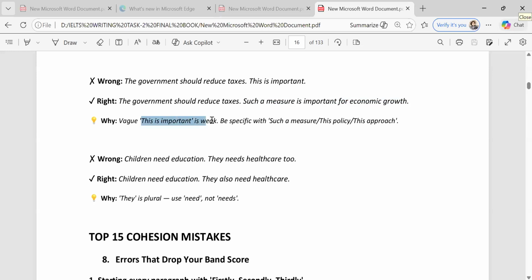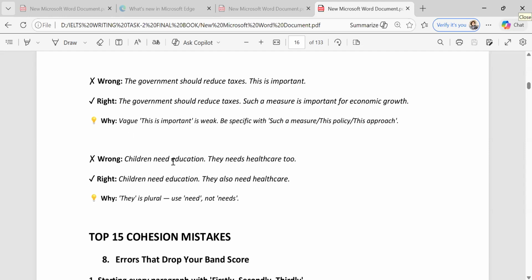Now, what is more important? "This is important" is quite weak because we haven't explained it. Why is it important? What is it important for? We have simply written that this is important. Instead, be specific with "such a measure". Or we can say this policy or this approach. This approach is important for economic growth. This policy is important for economic growth.